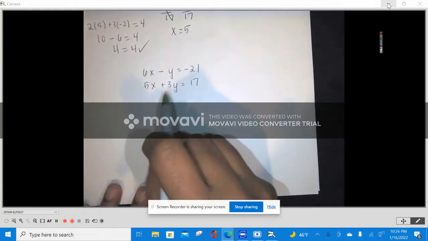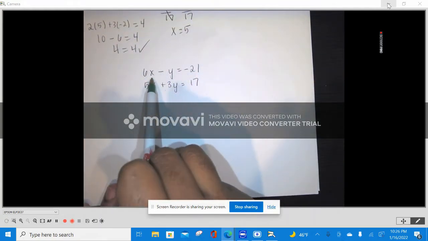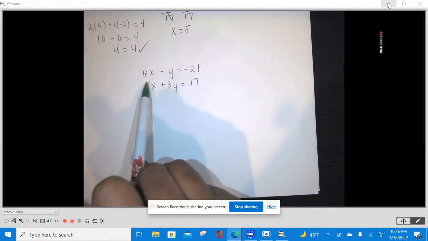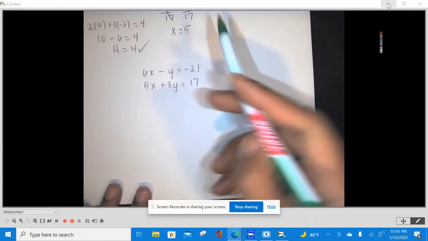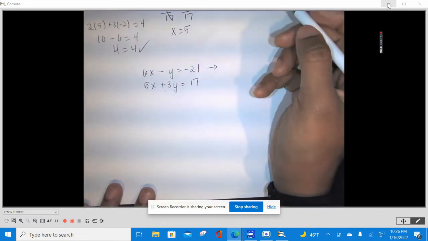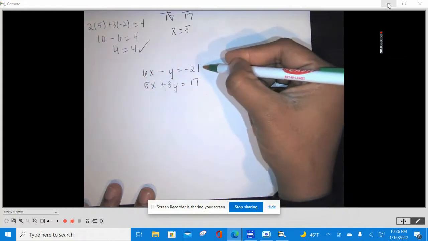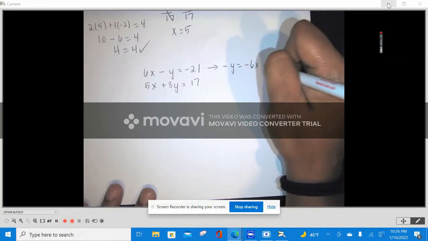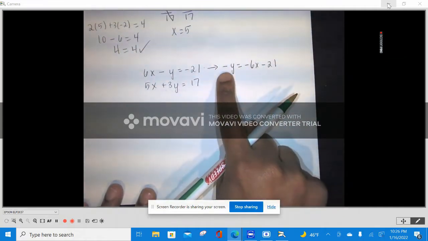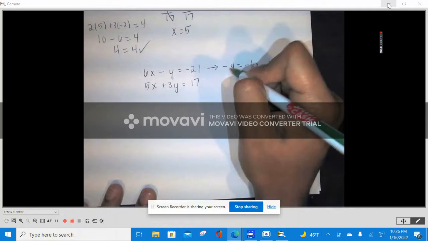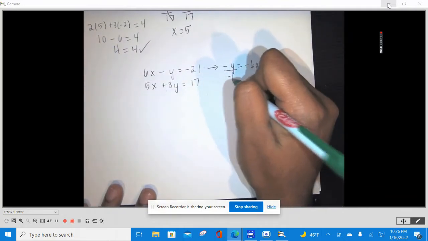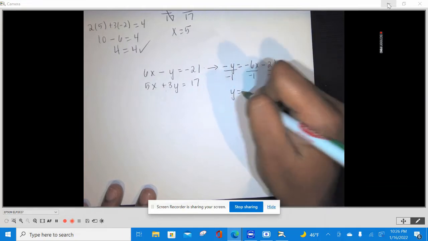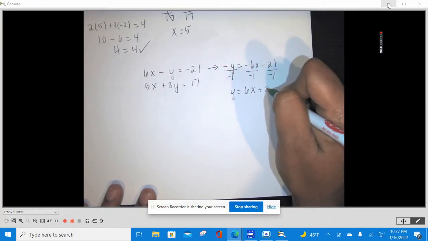Sometimes you can manipulate one of the equations and get x by itself. And if you feel comfortable just getting y by itself, then do that. The easier one to manipulate is the top one, because you would subtract the 6x over to this side, and then you would have negative y is equal to negative 6x minus 21. Remember, you don't want that negative on the y value, so there's a negative 1 here. Let's divide by negative 1 to every single term. And now we have y is equal to positive 6x plus 21.